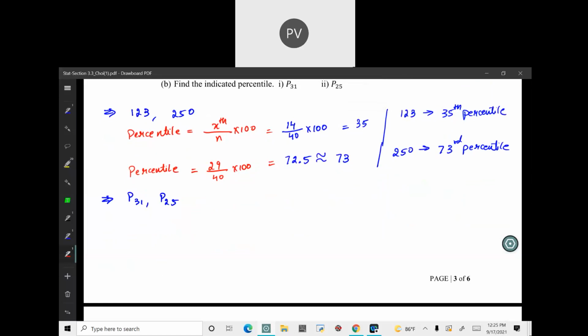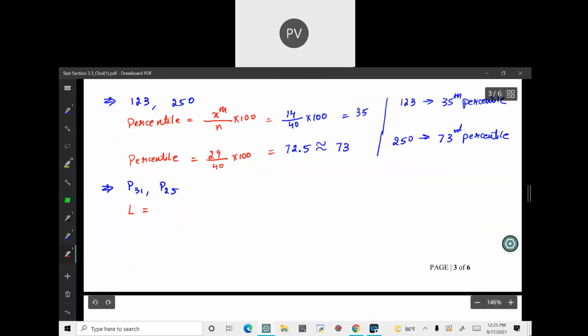Now, when you have a percentile given and if you want to compute a data value, what is the formula? Capital L equal to K by 100 into n. Okay, so that capital L is nothing but your data value which you are supposed to find. K is the percentile.